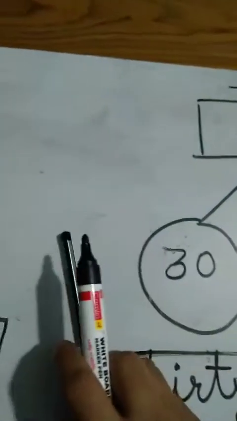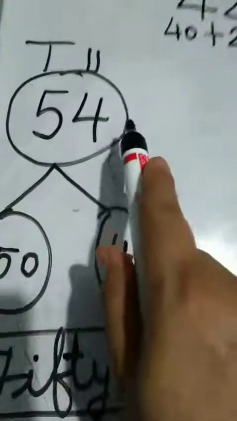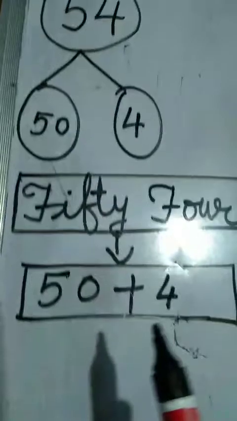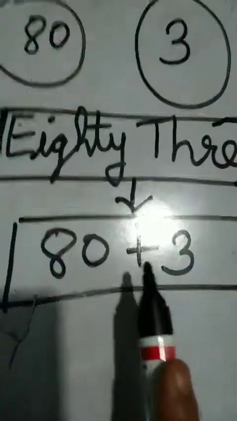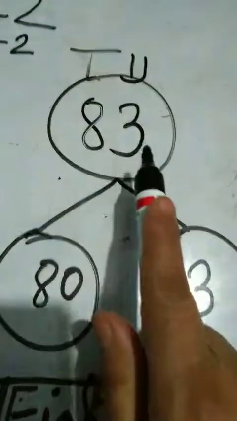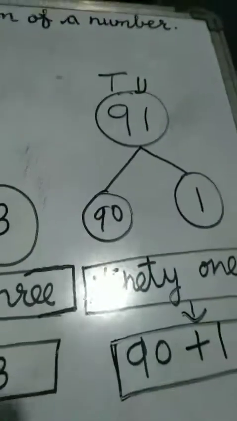Isn't it easy, children? Now look here. What is the expanded form of 54? So 50 plus 4 is the expanded form of 54. What is the expanded form of 83? 80 plus 3 is the expanded form of 83. What is the expanded form of 91? So 90 plus 1 is the expanded form of 91.